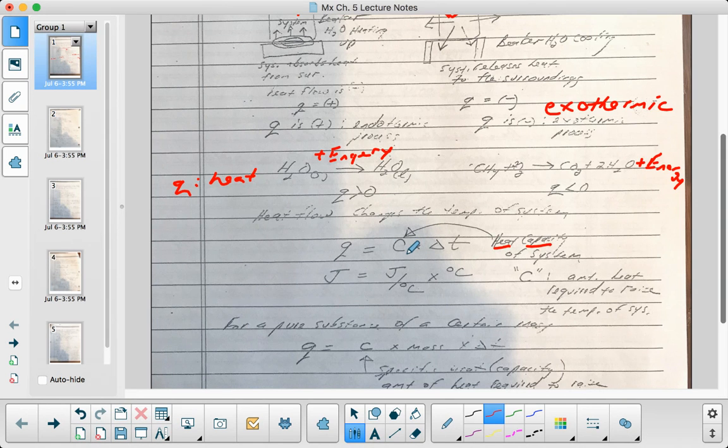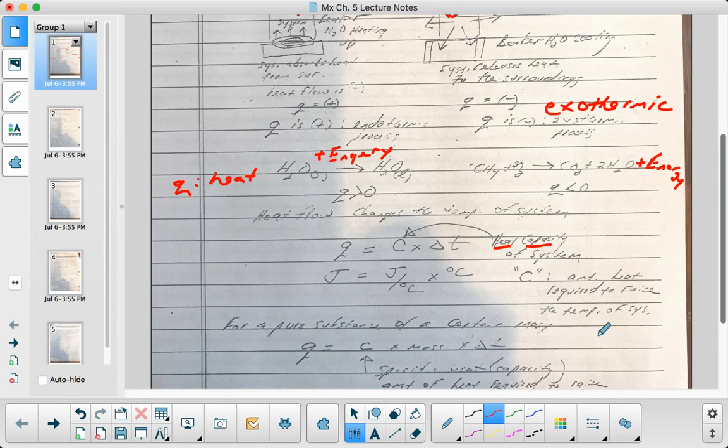Is it a tiny little pellet of copper, or is it a large chunk of copper? It depends on the size of that material. We define that as the heat capacity of the system. And the units are going to be, for Q, joule. Heat capacity is joule per degree Celsius, and the change in temperature is degrees Celsius.